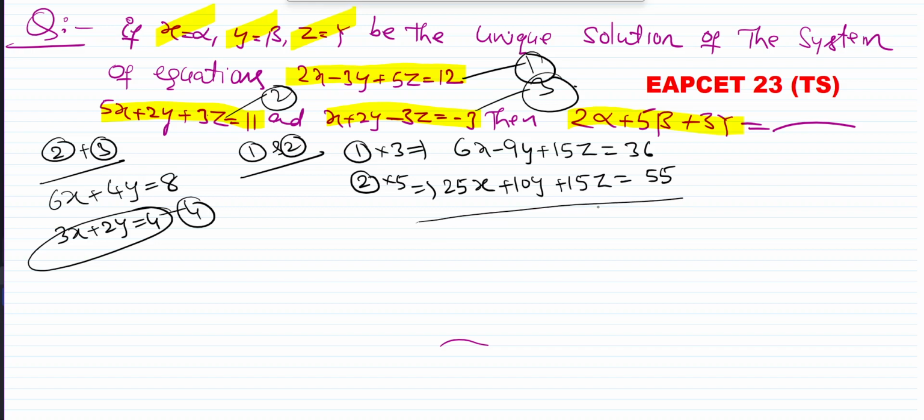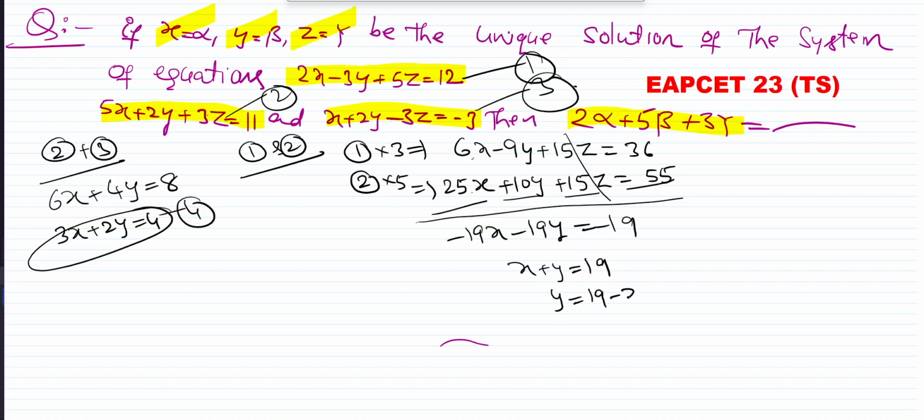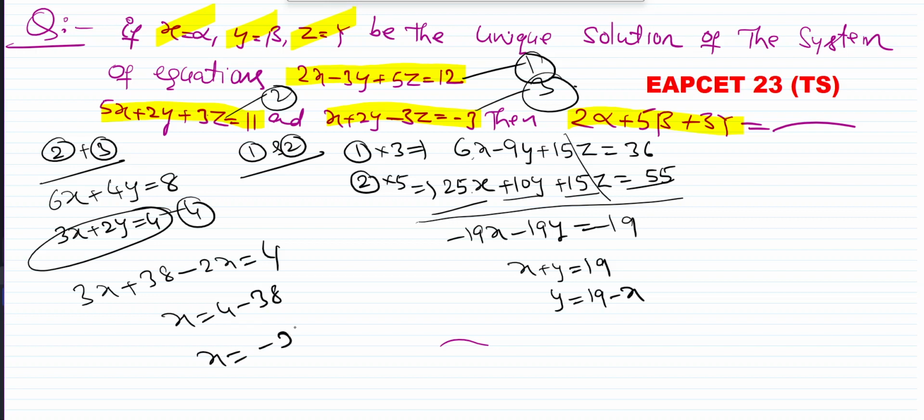Subtracting these two equations: 6x minus 25x is minus 19x, minus 15z cancels, and minus 19y is equal to 36 minus 55, which is also minus 19. Minus 19 cancels on both sides, so x plus y is equal to 9. From this, y is equal to 19 minus x. Substituting in this fourth equation, 3x plus 2y, that is 38 minus 2x is equal to 4. Here x is equal to 4 minus 38, therefore x value is minus 34.